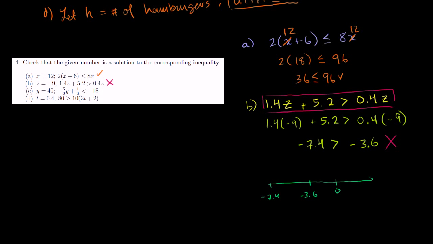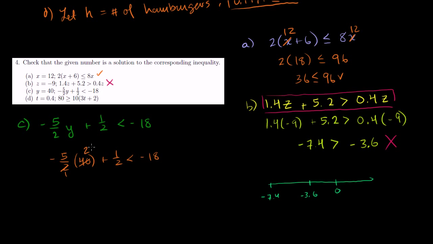Part C. They have minus 5 halves y plus 1 half is less than negative 18. And they're claiming y is equal to 40 as a solution. Well, let's try that out. So minus 5 halves, instead of y, I can write 40 just to see if it works. Plus 1 half is less than minus 18. That's their claim.